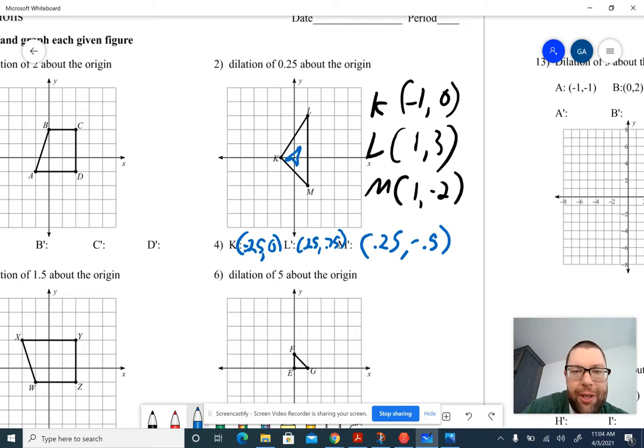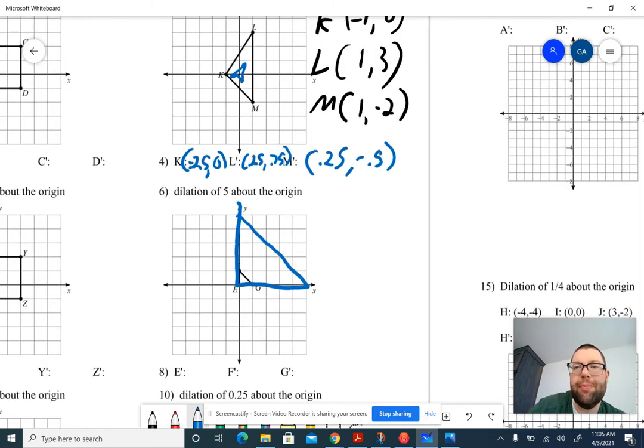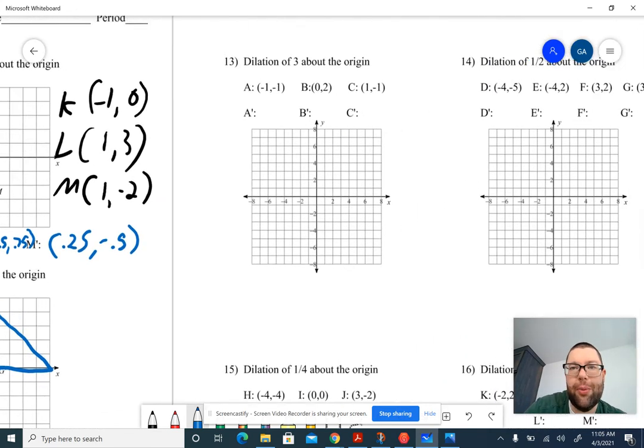So like on number 6, dilation by 5, you would take all these points and dilate them by 5, right? E is at 0, 0, so 0 times 5 is 0, so it'd stay at 0, 0. But F is at 0, 1, so it becomes 0, 5, so up there. And G is at 1, 0, so it becomes 5, 0. So the new coordinates would be like that. That's basically what you're doing on that side of the worksheet.